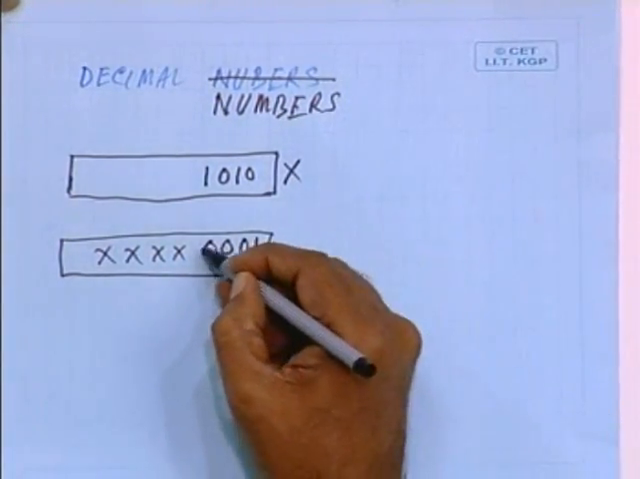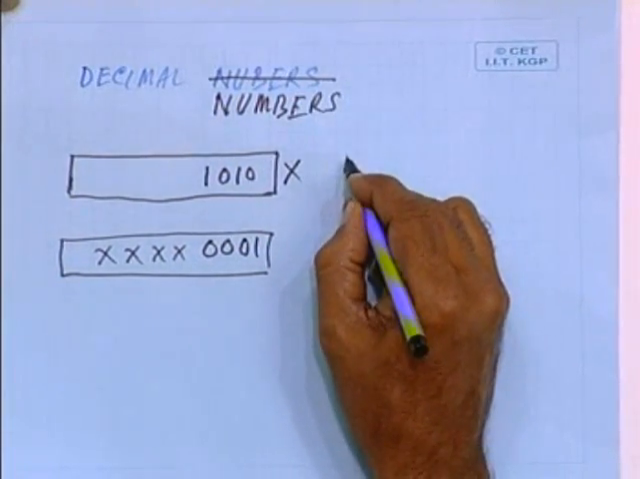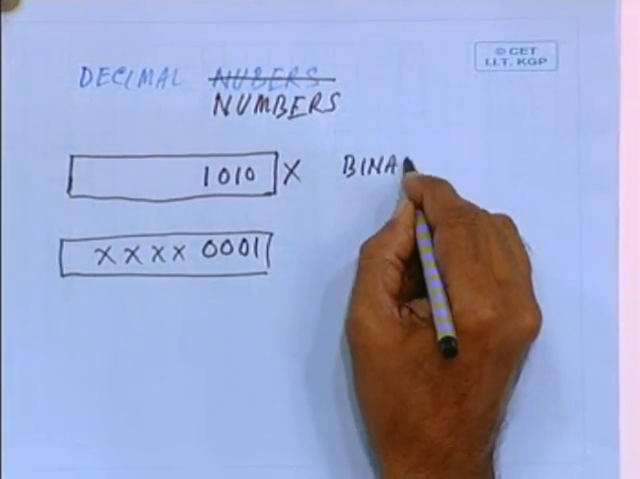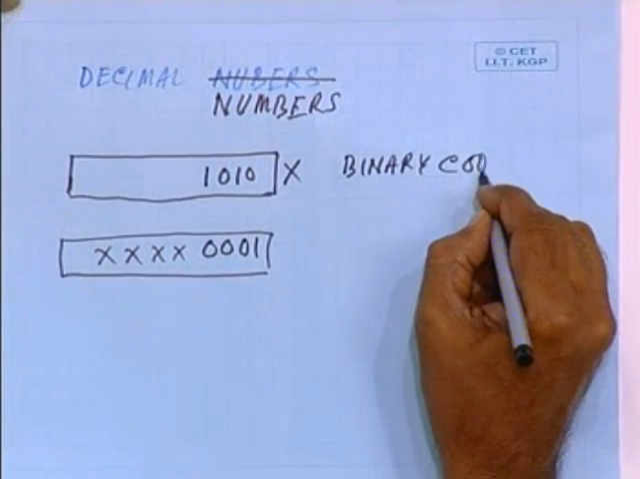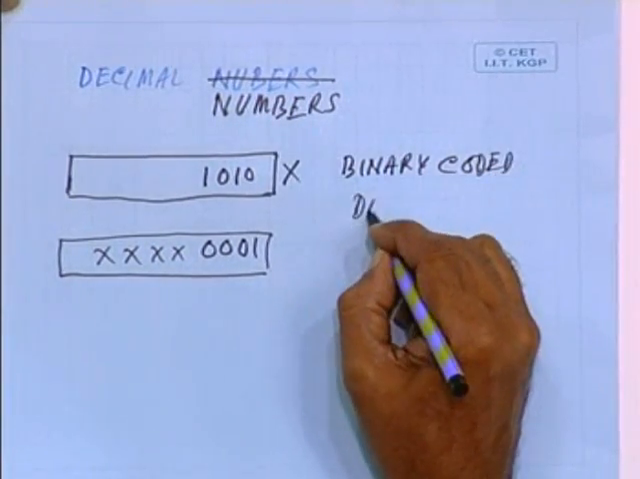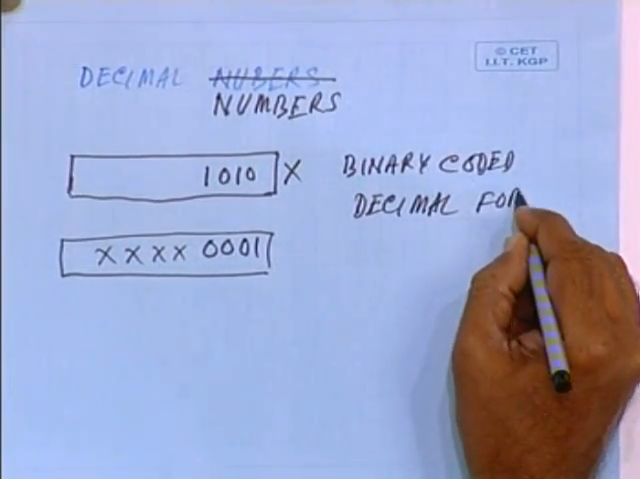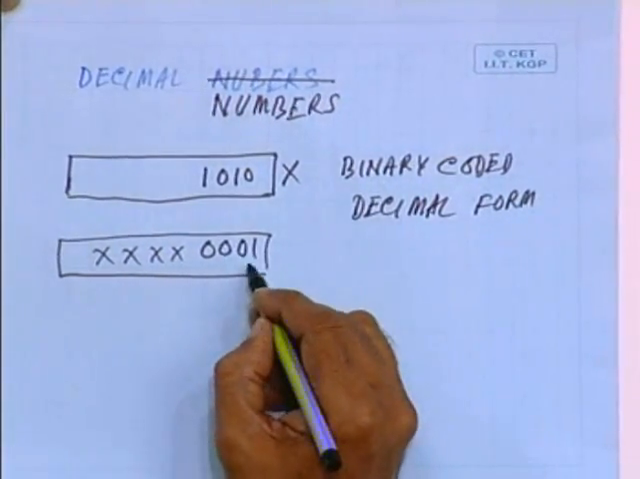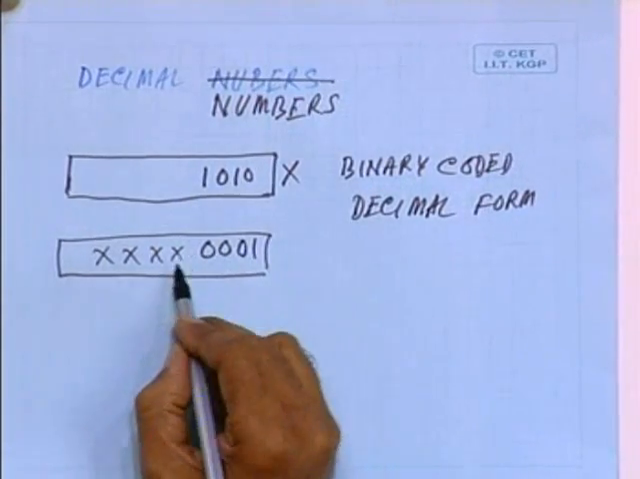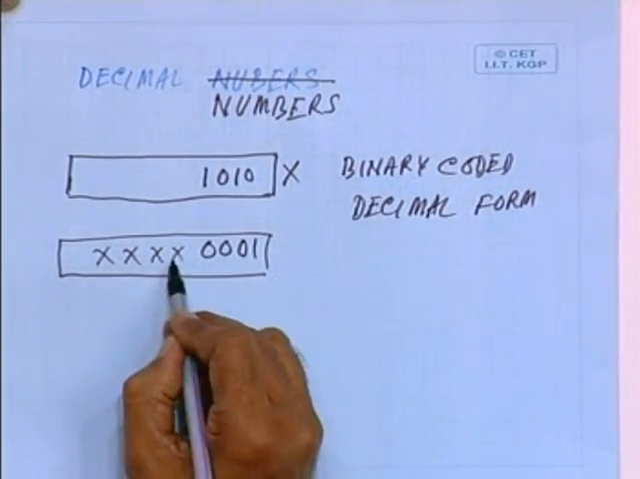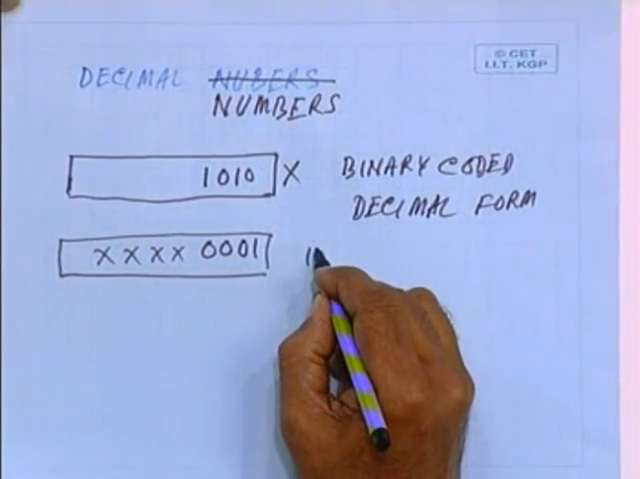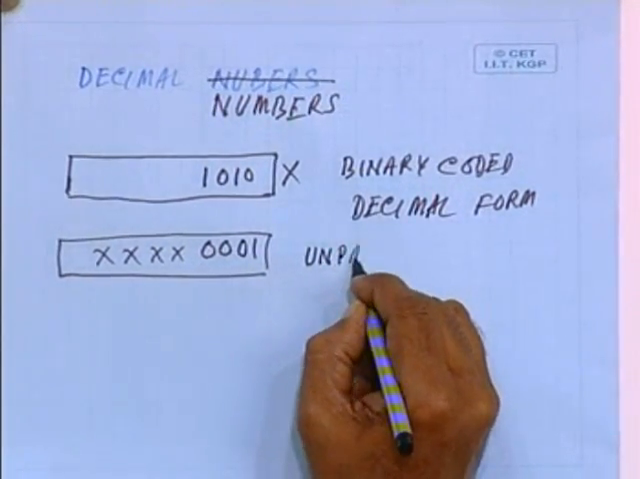You can store a BCD number in binary coded decimal form, you are coding in binary using 4 bits, and the remaining part is not used. This is known as unpacked representation.